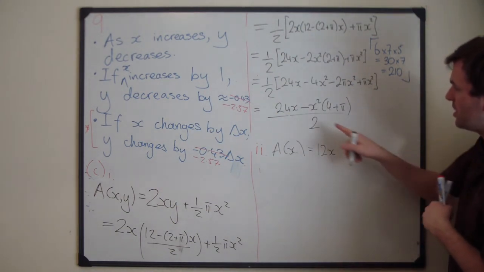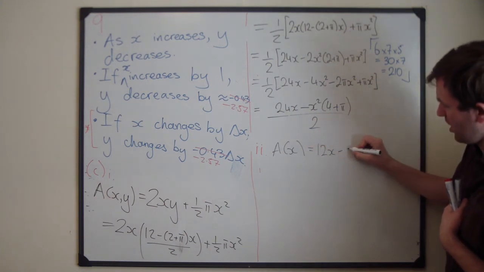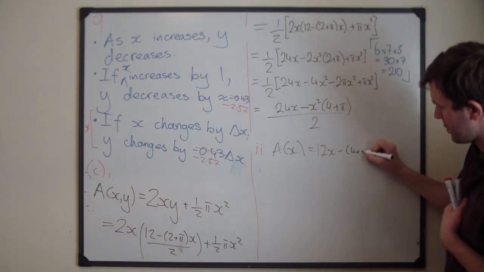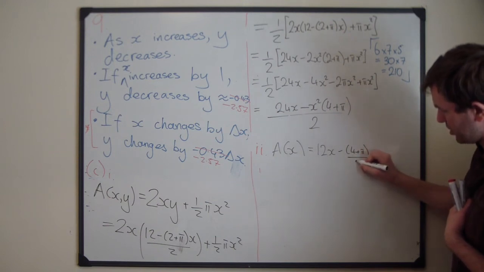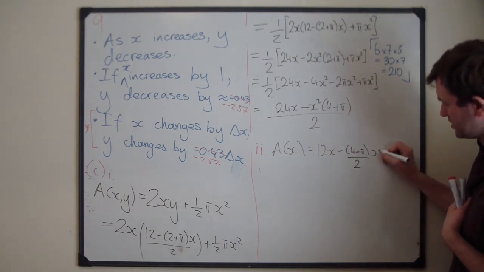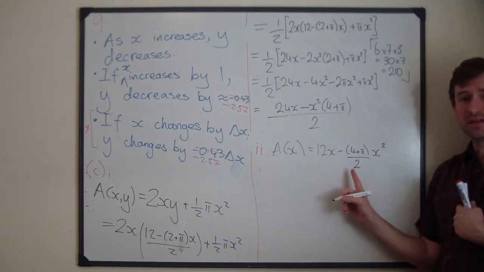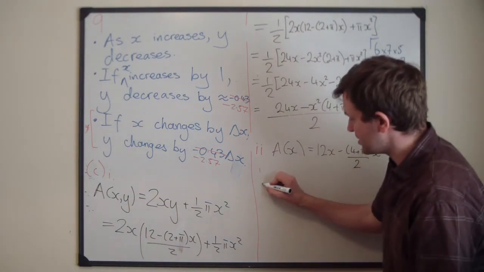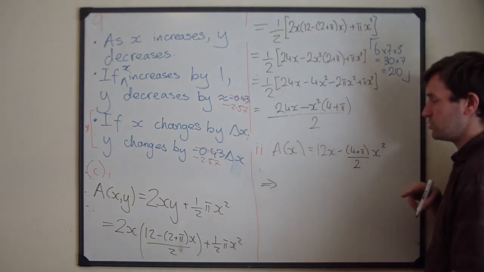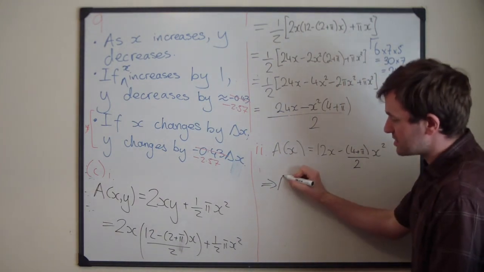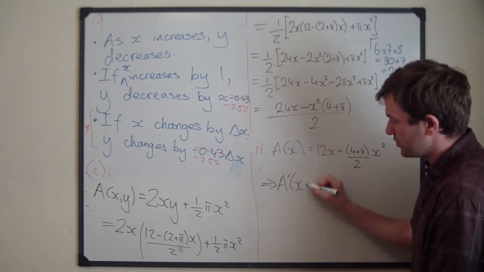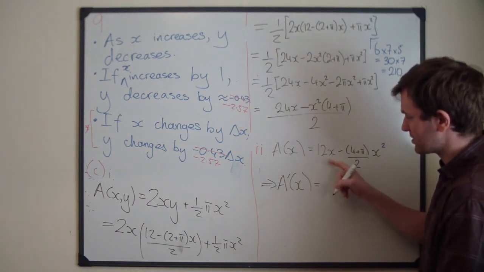So we'll do the same here. I'm going to fix the minus 4 plus pi, divide that by 2, and keep the x squared. This is actually just a multiple of x minus a multiple of x squared. This is easy to differentiate because it's a sum, so you can do it term by term. Differentiation is linear, which means you can fix constants. So you can fix the 12.